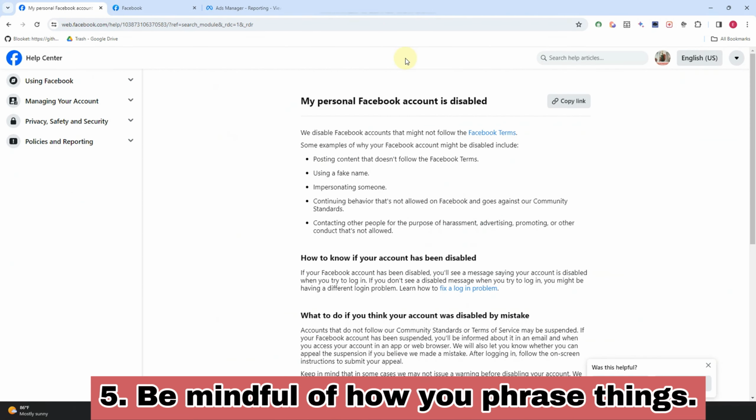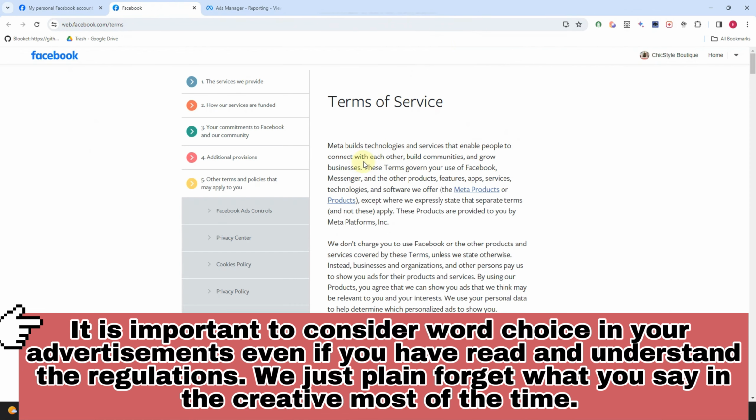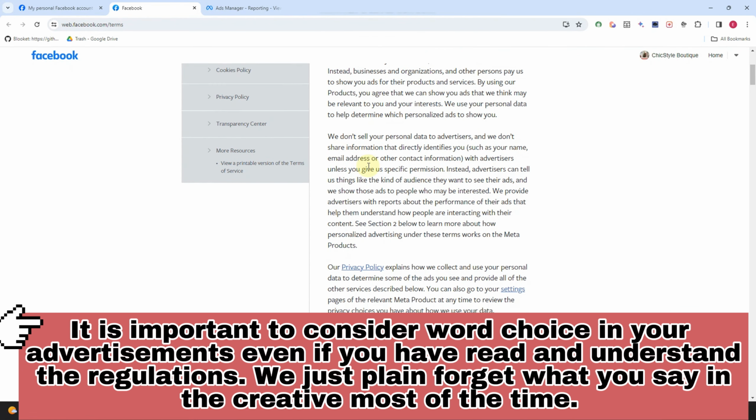Number six, be mindful of how you phrase things. It is important to consider word choice in your advertisement, even if you have read and understood the regulations, because sometimes you just plainly forget what you say in the creative most of the time. So these are just a few of the tips on how to prevent Facebook ad disabling.